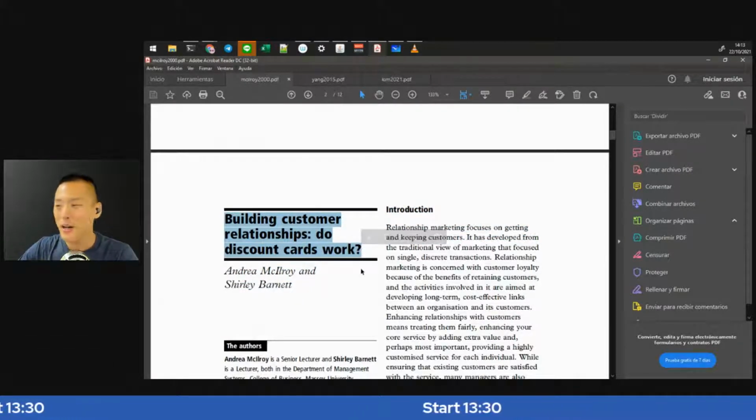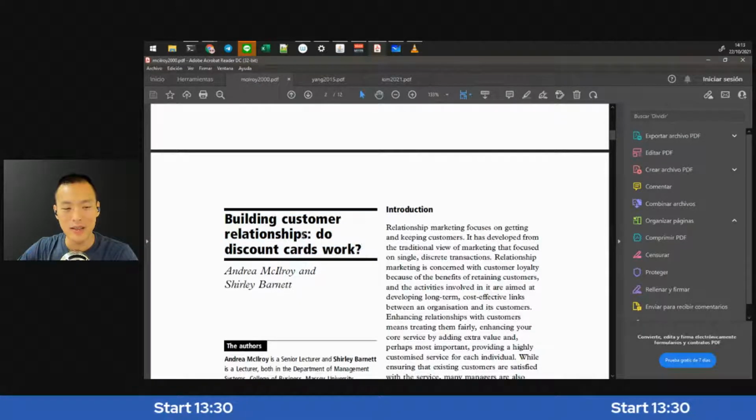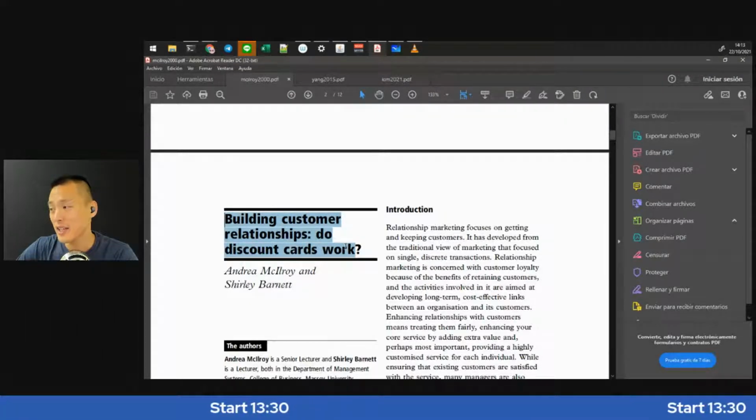And just from the title, you know that it doesn't work. Right? Just from the title, it would say, if the title said "Building Customer Relationships: Discount Card Is Fantastic," then people would just go, we all know that.